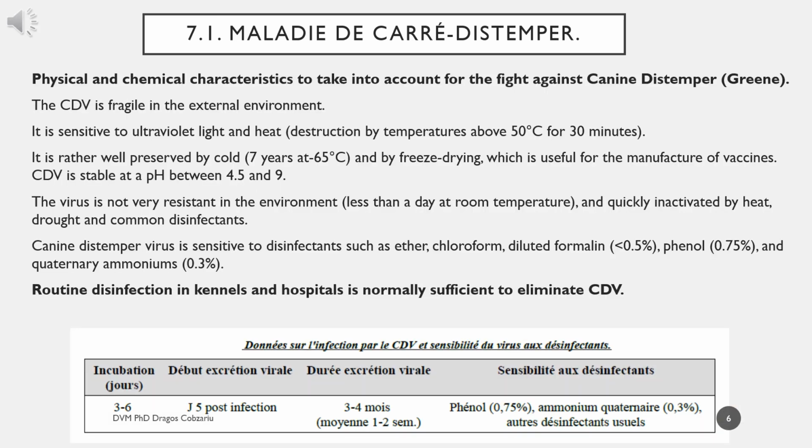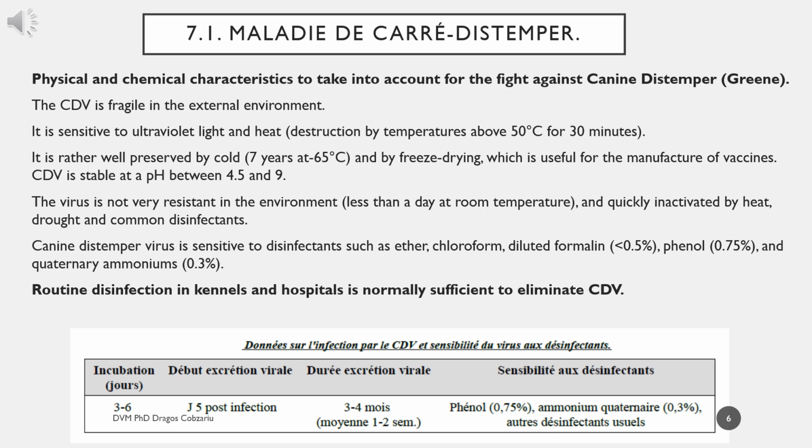Physical and chemical characteristics to take into account for the fight against canine distemper, green. The CDV is fragile in the external environment. It is sensitive to ultraviolet light and heat, destruction by temperatures above 50 degrees Celsius for 30 minutes. It is rather well preserved by cold, 7 years at 65 degrees Celsius, and by freeze drying, which is useful for the manufacture of vaccines.